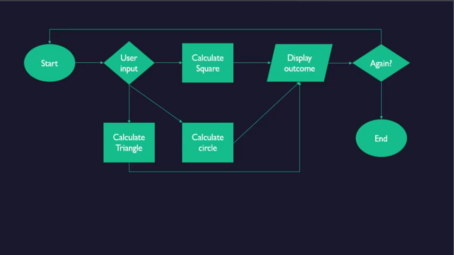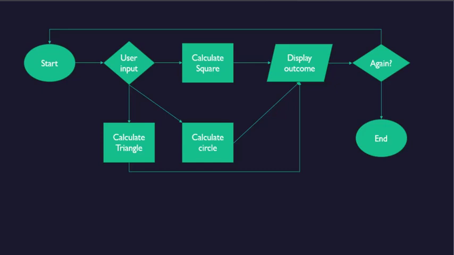Calculate area. After the user inputs the necessary dimensions, the flow proceeds to a process symbol, rectangle, where the area of the selected shape is calculated based on the provided inputs. Display area. The calculated area is then displayed to the user.